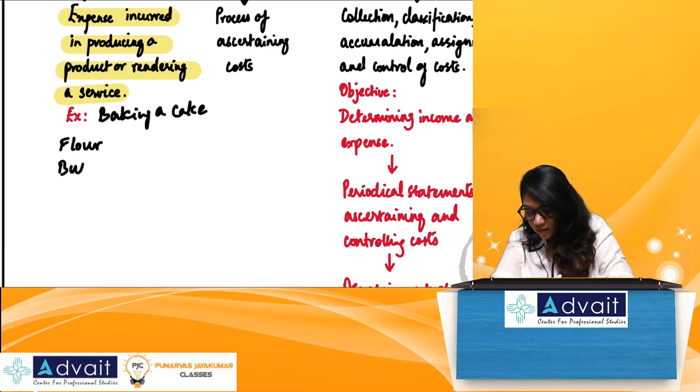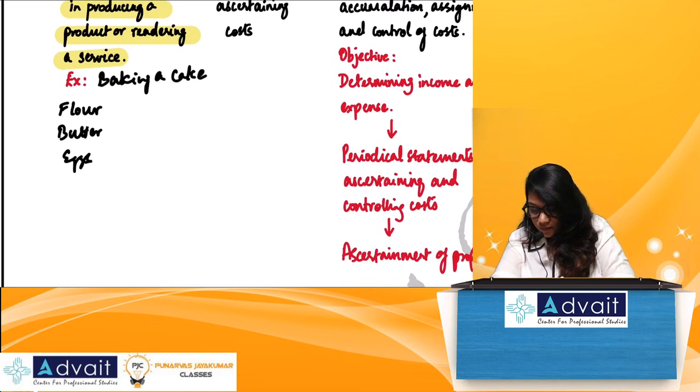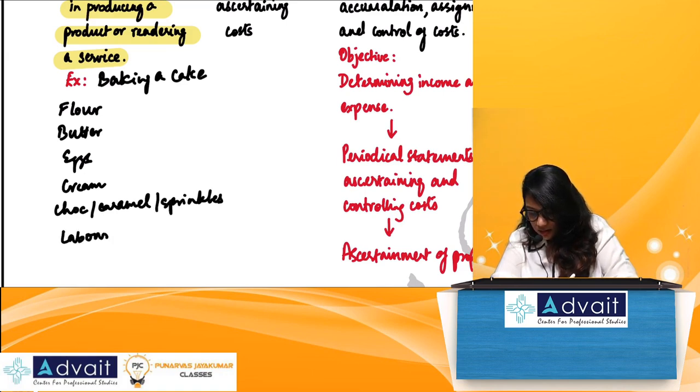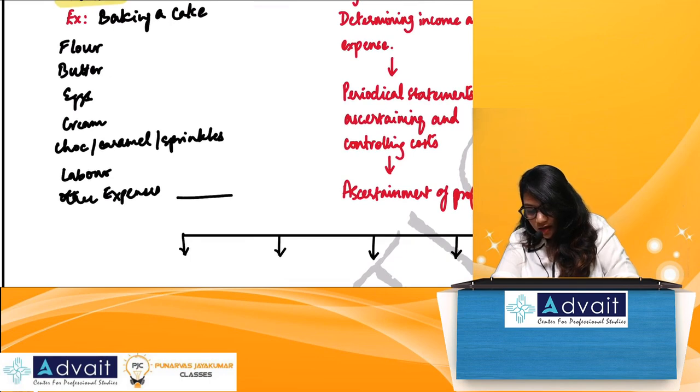Flour, butter, eggs, cream, chocolate, caramel, sprinkles, labor, other expenses. You put random figures. 750. This is my cost.